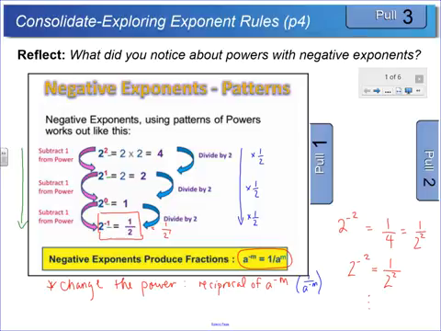And then, after that, you're going to change the sign of the exponent. So that means that you're going to then write it as 1 over a to the m. So it's a two-step process. Step 1, find the reciprocal, and step 2, change the sign of the exponent. Now there are other ways to look at this too.